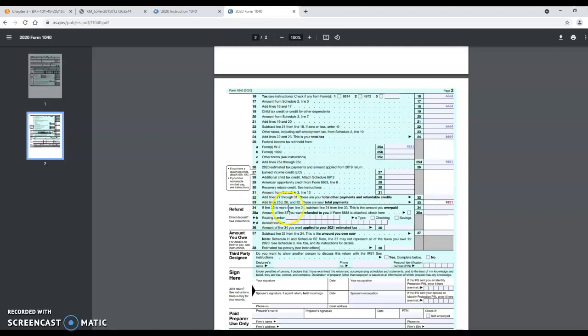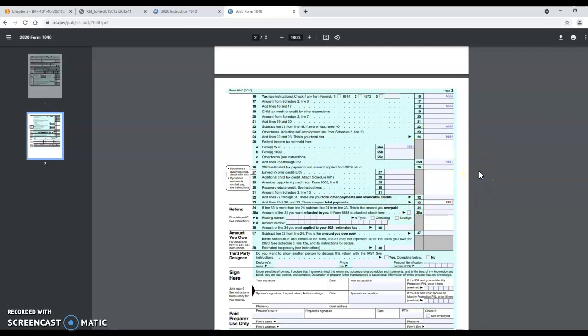Line 34. Okay, if line 33 is more than line 24, so line 33 is 9851, line 24 is 6664. Is 9851 more than 6664? Yes. So this line applies to us. We keep reading. Subtract line 24 from line 33. This is the amount you overpaid. So his actual tax liability was $66.64, but his employer had taken $98.51 out of his paychecks and already handed it to the IRS. So he has an overpayment. He paid more than what he needed to.